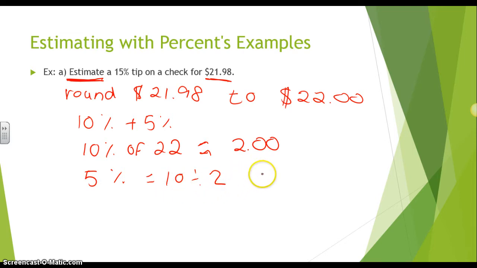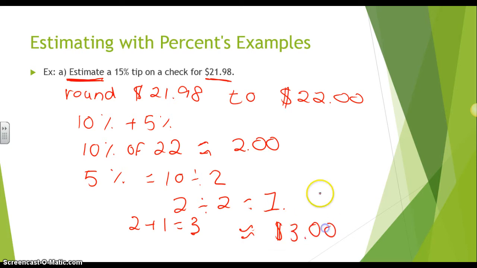That's going to give me 5% there. So I take 2 divided by 2, which is going to give me 1. So what I'm going to do is add this 2 and 1. So 2 plus 1 is going to give me 3. I need to estimate about how much tip it would be, and it's going to be about a $3 tip I would give for a $21.98 bill with a 15% tip. That's the amount of tip I would give.